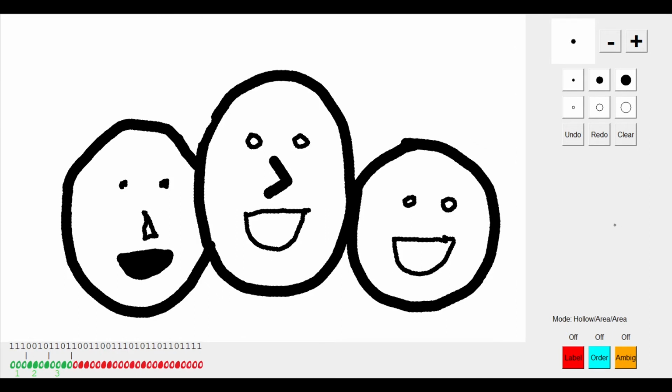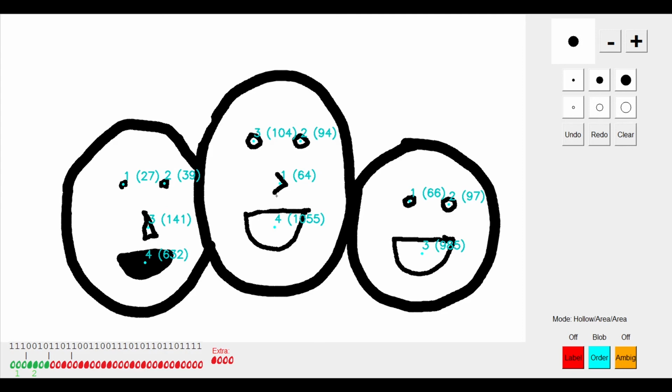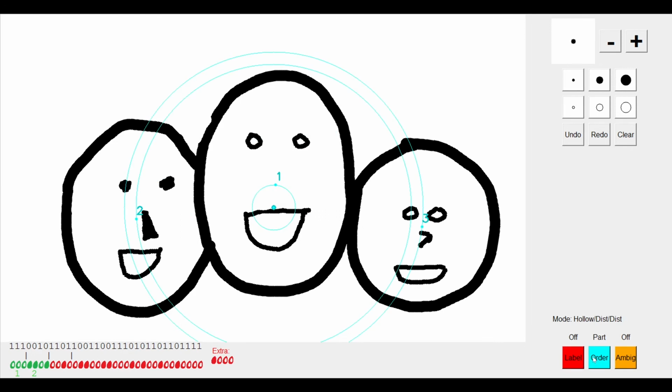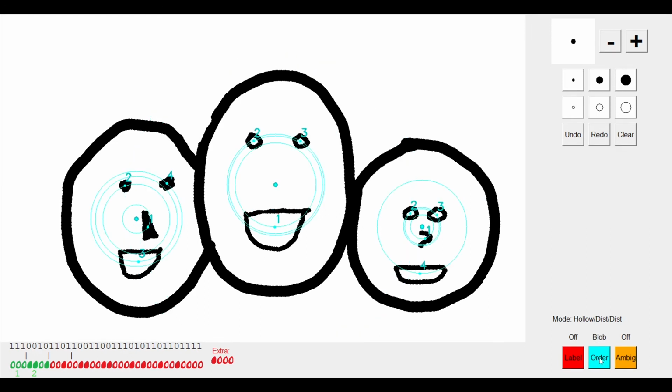Three overlay tools may be toggled by the buttons at the bottom right of the application. The first is a label tool, which overlays a pictorial representation of the marker's parts or blobs. For the number bit representation, decimal values are used rather than icons. The second button toggles the order tool, which displays the order of parts or blobs. For area orderings, the area is written in parentheses. For distance orderings, circles are drawn emanating from the relevant centroid to indicate distances.